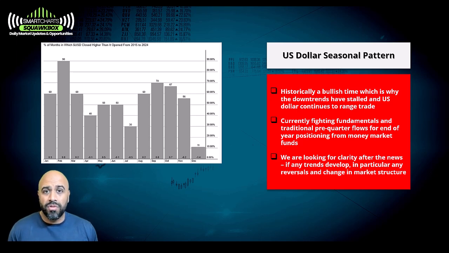So really what we're looking for is some clarity after news, and if any trends do develop, in particular any trend reversals in the US dollar, any changes in market structure will be most interesting, because then we can get some fundamentals lining up with some of the seasonals, and then if we get the technical market structure telling us there could be some strength, that could become quite interesting. And that's what we're looking for, the alignment of all these things, okay? So in this instance, patience is key, all right?